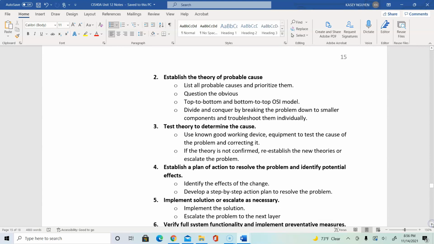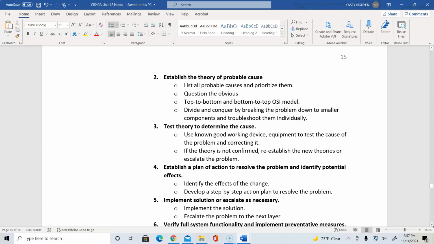And we would approach multiple problems individually. When we establish the theory for probable cause, which is the second step, we would list all the probable causes and prioritize them. What would be the highest priority essential to that type of problem? We would question the obvious and use the top to bottom or bottom to top OSI model troubleshooting procedures. We would divide and conquer by breaking the problem down to smaller components and troubleshooting them individually.